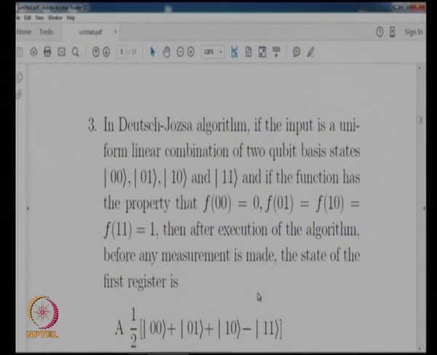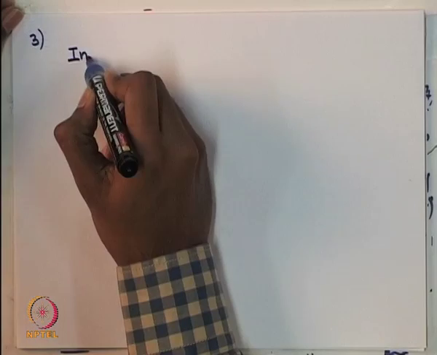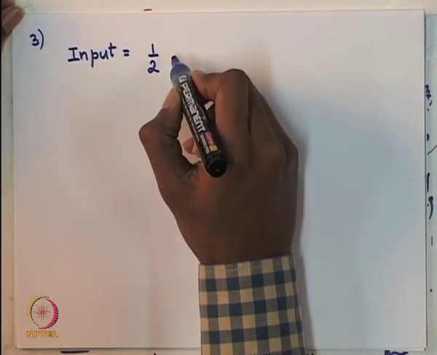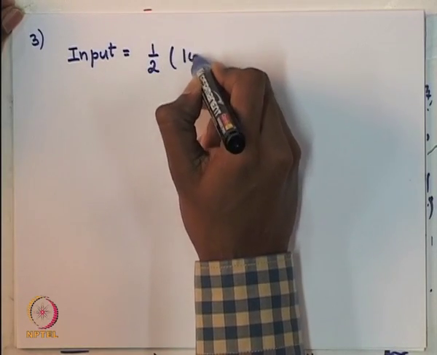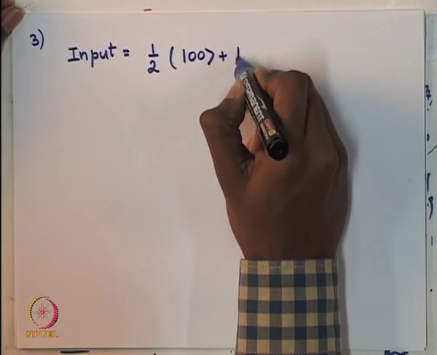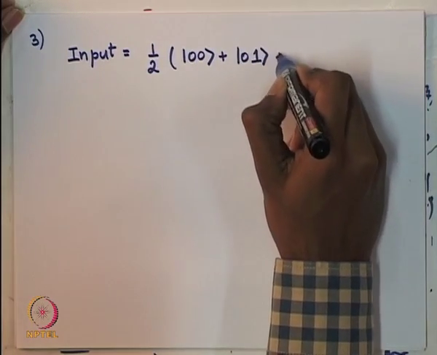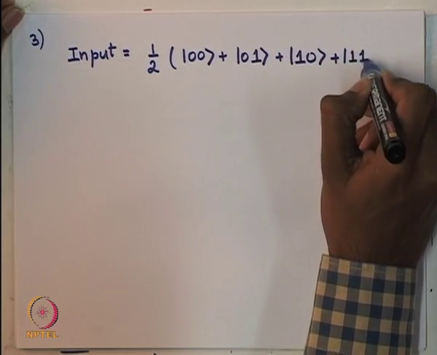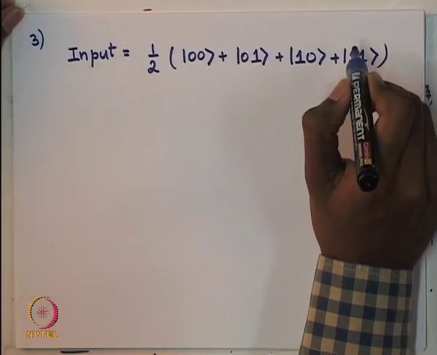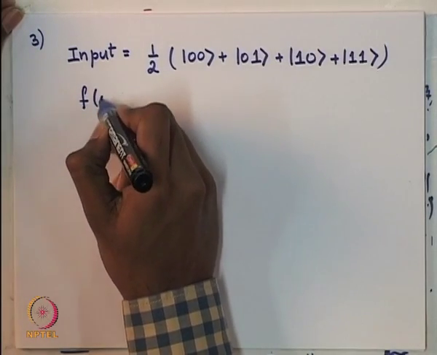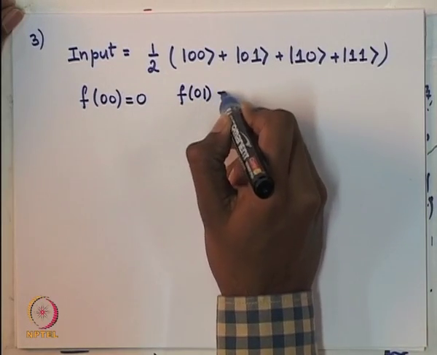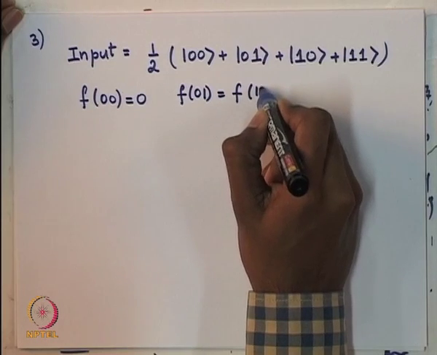Okay, look at question 3. It is given that the input is a uniform linear combination of all states of 2 qubits. It is also given that f of 0 0 is 0 and all other possible combinations map to 1.